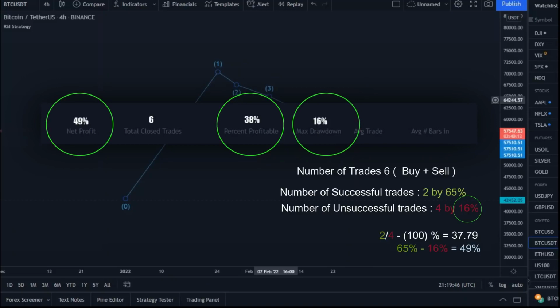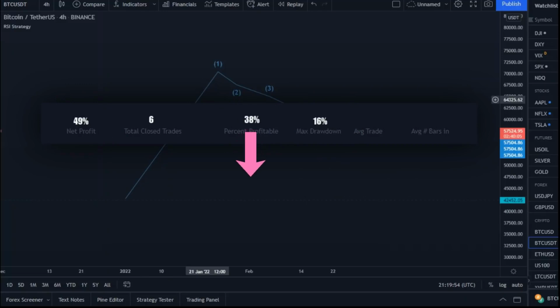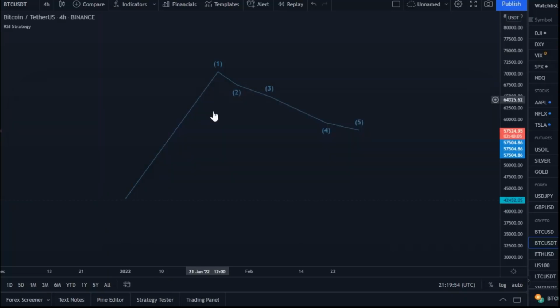From here, we conclude that the lower the max drawdown rate, the higher the profits, regardless of the accuracy of the strategy. Although the accuracy of this strategy was only 38%, the profit rate was high, about 45%, and this shows that even if the accuracy of the strategy is low, the profit rate may sometimes be high.